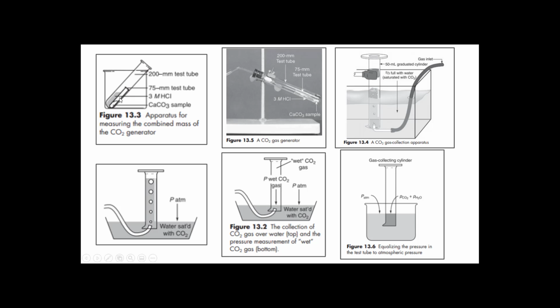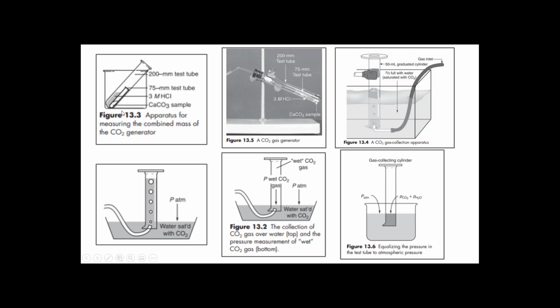There's a tiny little test tube, and then there's a bigger test tube, and it's in a beaker. The beaker is not involved in this lab. It is simply holding the test tube up. So what you see in gray is the HCl. And in this tiny little test tube is your sample of calcium carbonate, which is a mixture. Everybody has a different percent, and they are separated from each other.